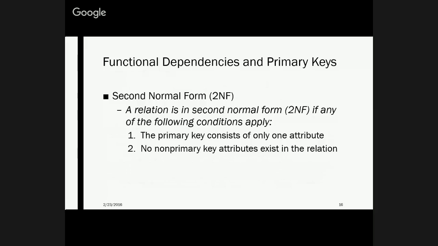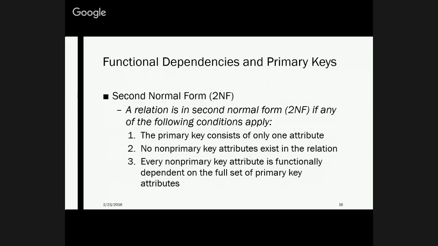No non-primary key attributes exist in the relation. So this is where you ask, are there other candidate keys in that relation? If there's not, it's already second normal, because where you get into trouble is that you have a second candidate key. It's not part of the primary key. It's kind of where you can cross this. Every non-primary key attribute is functionally dependent on the full set of primary key attributes.